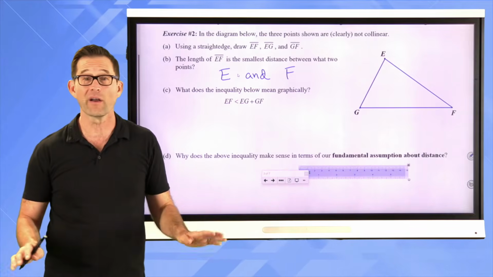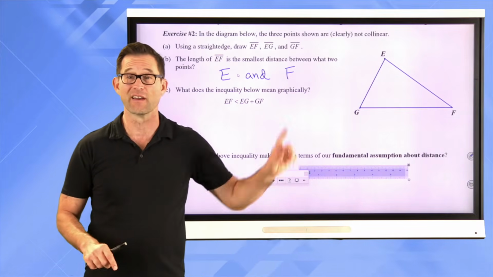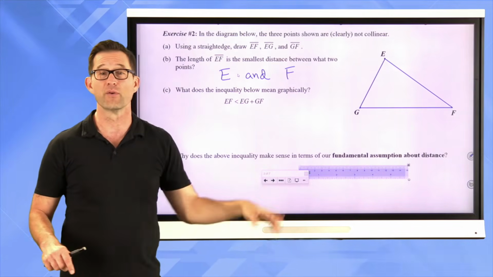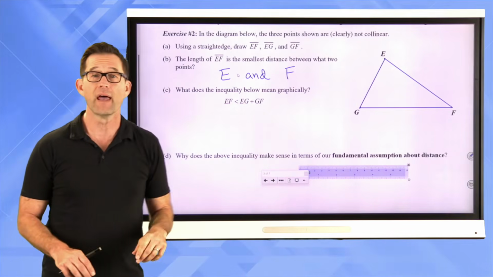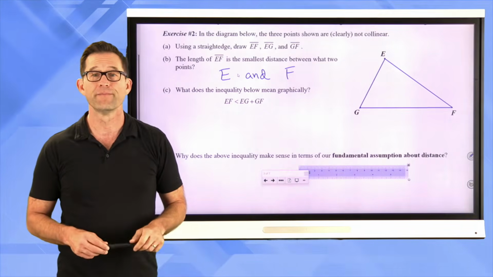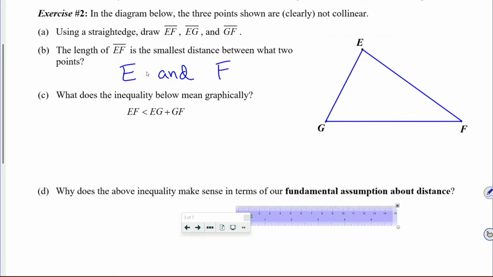Now, if I wanted to go the longest distance, well, that would be an infinite distance. You know, I could take off from E, go through the universe, and come on back to point F. Anyway, let's take a look at letter C. What does the inequality below mean graphically? EF is less than EG plus GF.